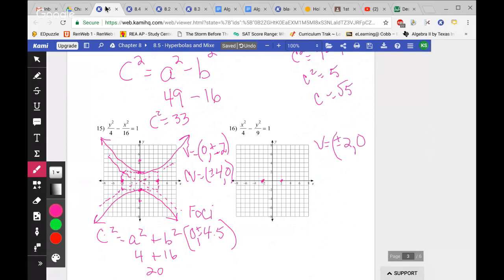And then vertically, we have the co-vertices, which are going to be 0 and then plus or minus 3. Draw your little rectangle and your asymptotes.